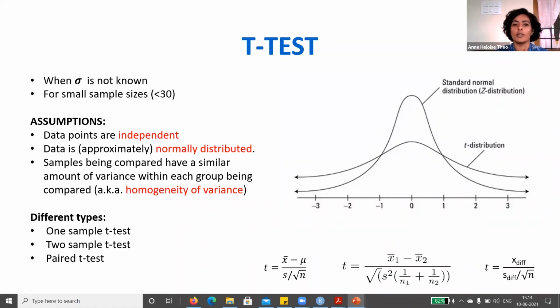So basically the two points are independent of each other. They're just the same individuals before and after a treatment. What you would do is a paired t-test.